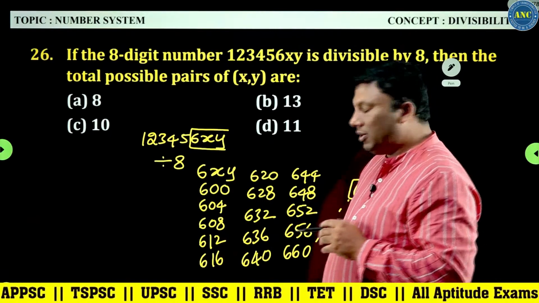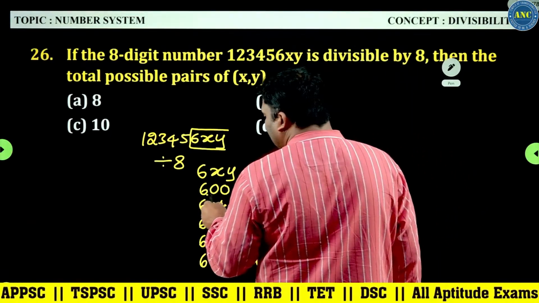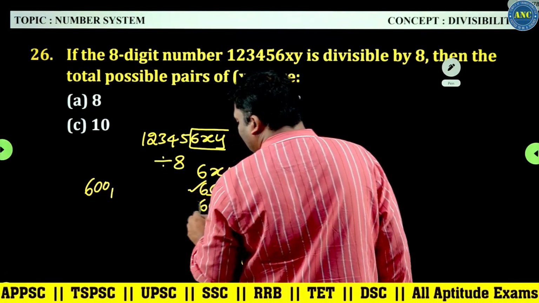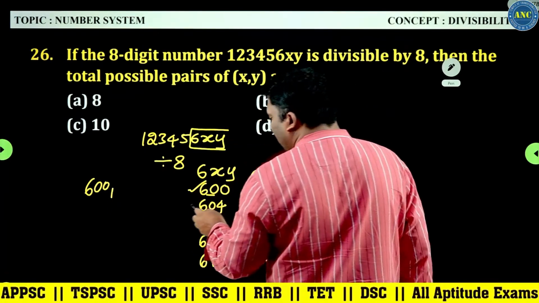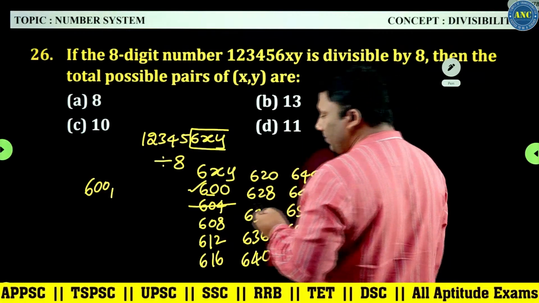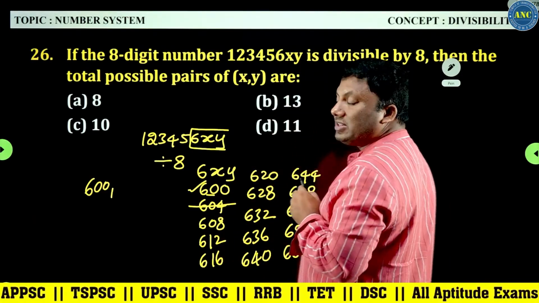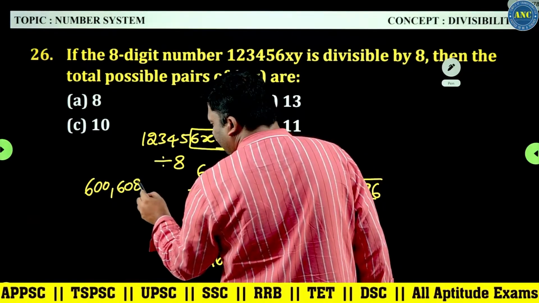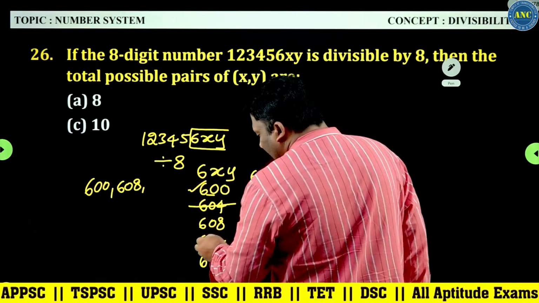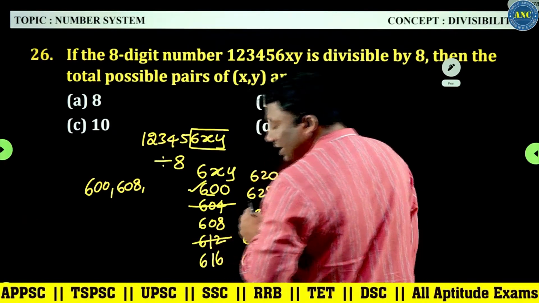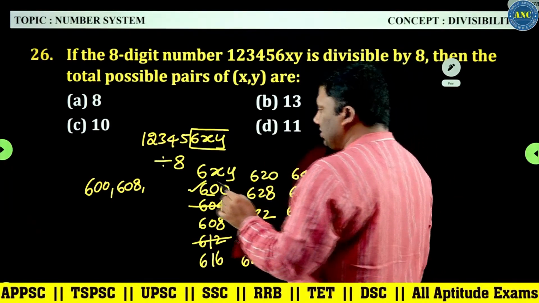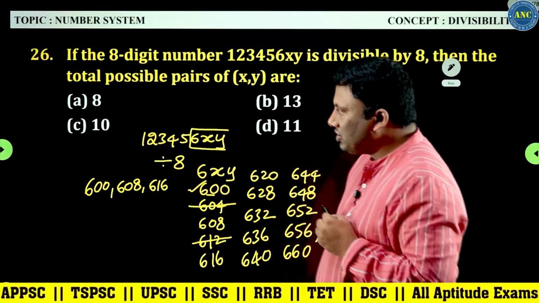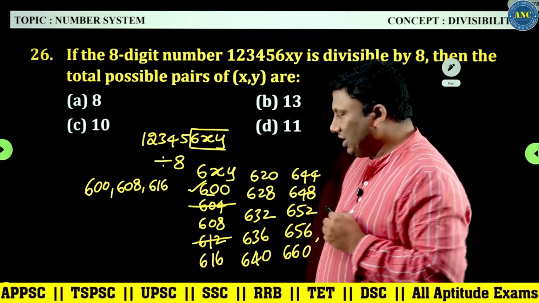How many are divisible by 8? 8 7s are 56, 40. 8 5s are 40. It is 600. 8 7s are 56, 44. 8 5s are 40. Not possible. 608. 8 7s are 56, 48. 8 6s are 48. 8 7s are 56, 42. 8 7s are 56, 56. 616. That means 600, 608, 616. Like that.